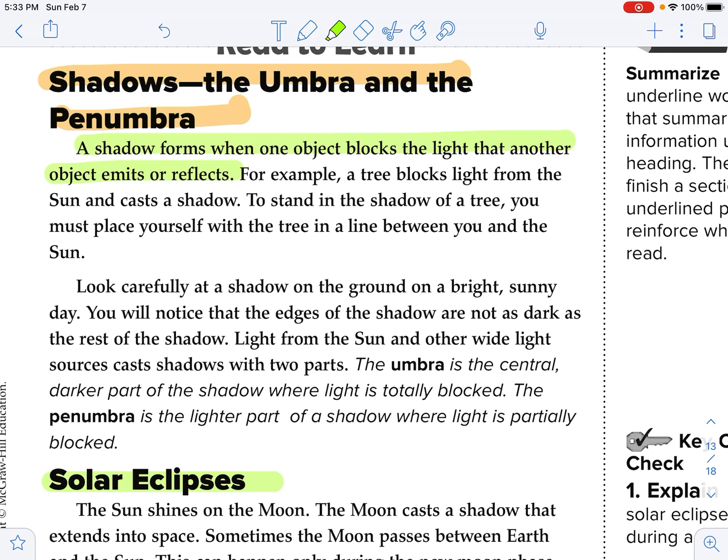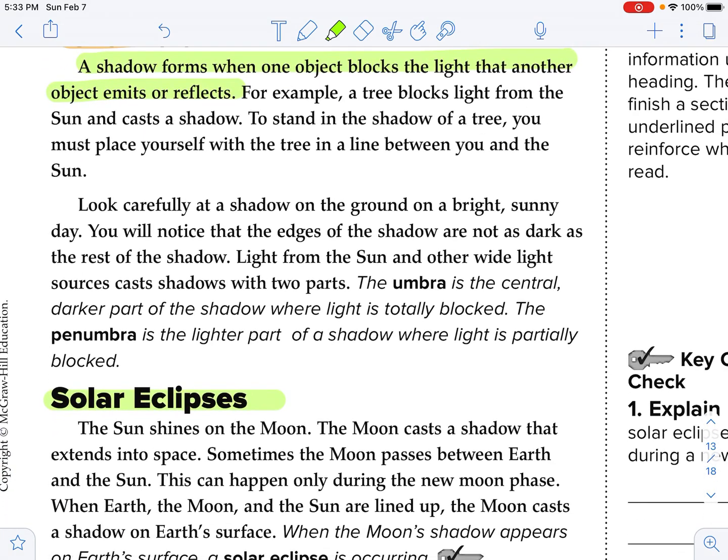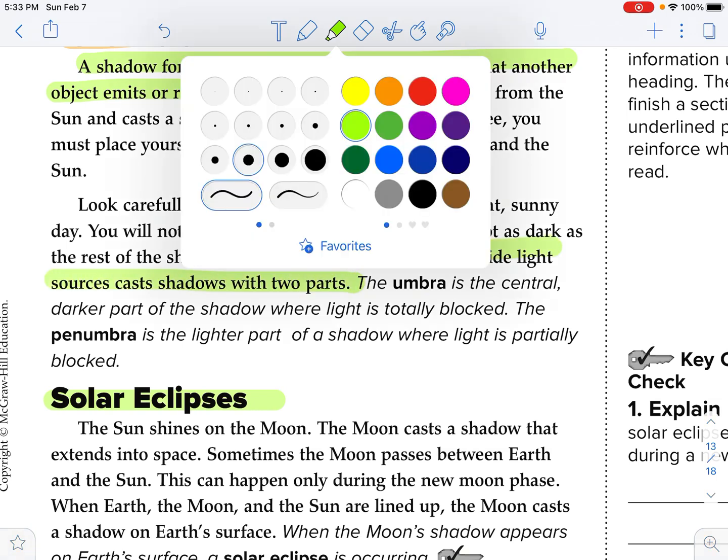Look carefully at a shadow on the ground on a bright sunny day. You will notice that the edges of a shadow are not as dark as the rest of the shadow. Light from the sun and other wide light sources cast shadows with two parts. Let's go ahead and mark that.